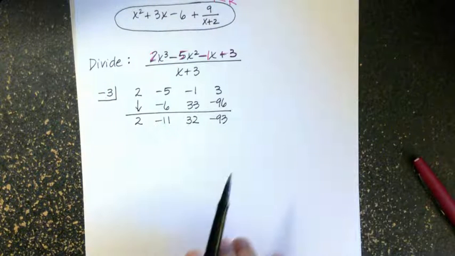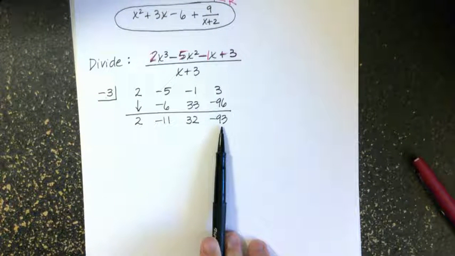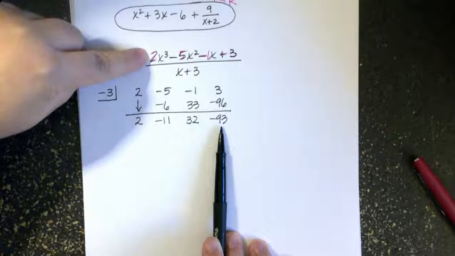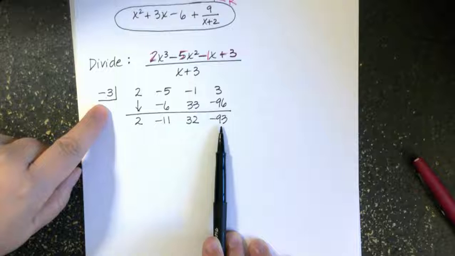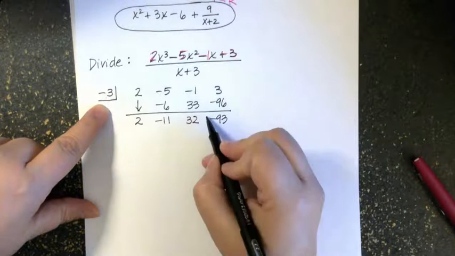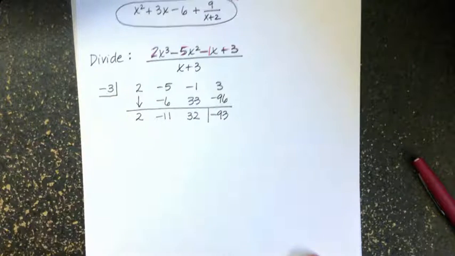So I just found out, based on the fact that this number is not 0, that, first of all, I have a remainder. My remainder is negative 93. X plus 3 is not a factor of this polynomial up here, and negative 3 is not a root of this polynomial. Okay? So now I just have to think about how to write my answer.